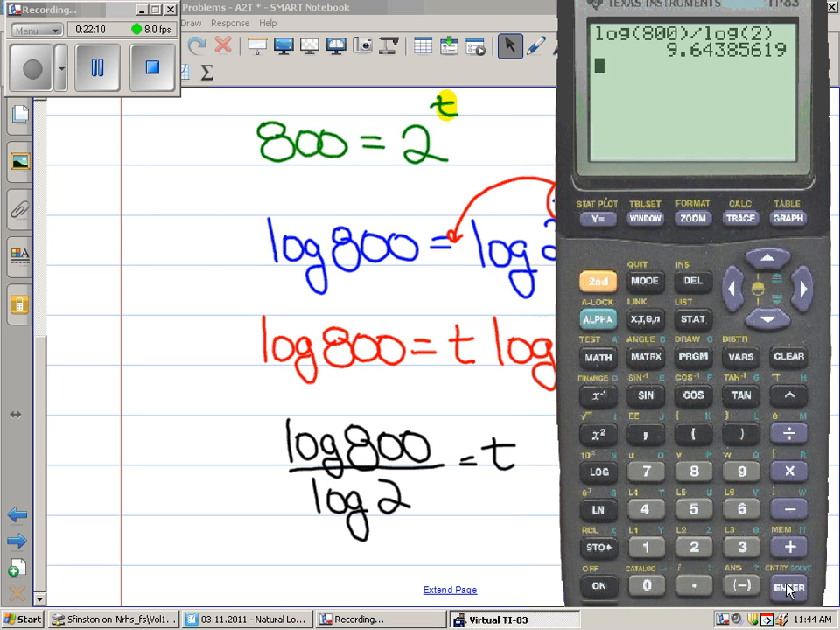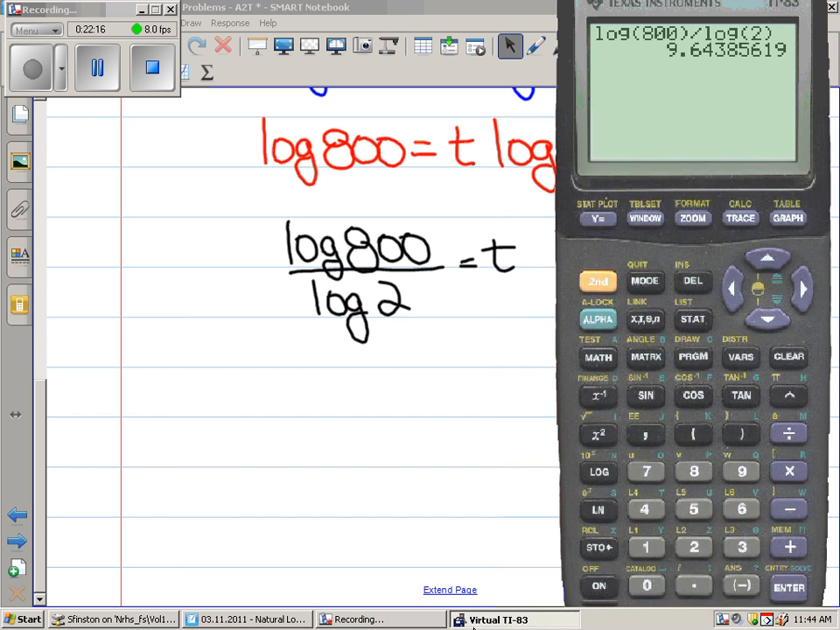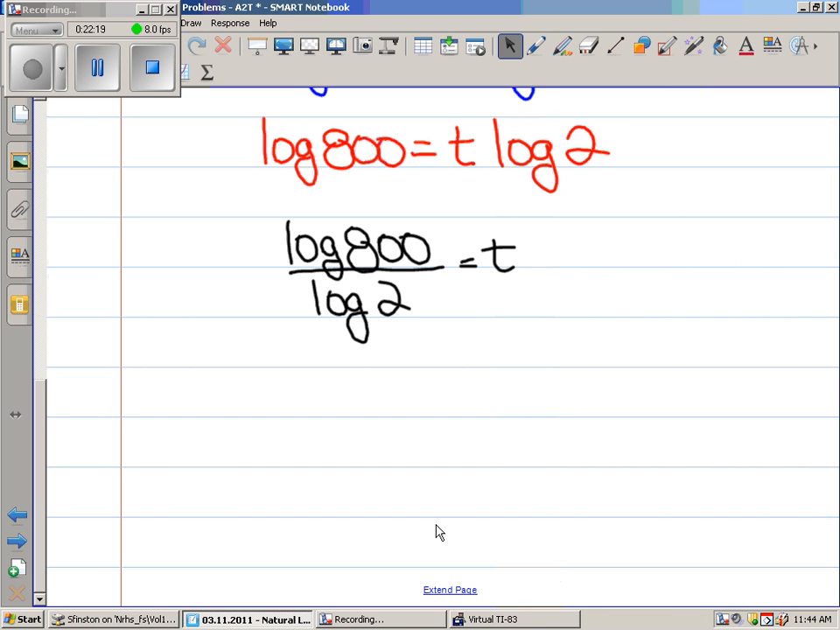To the nearest hundredth? Do you know what that means? That means this is gross. After just 9.64 hours, there's a million bacteria. After the first day of school, there's like a million bacteria on your desk. Literally.